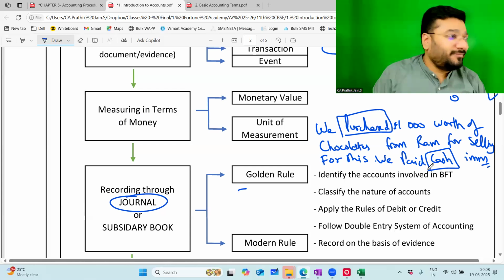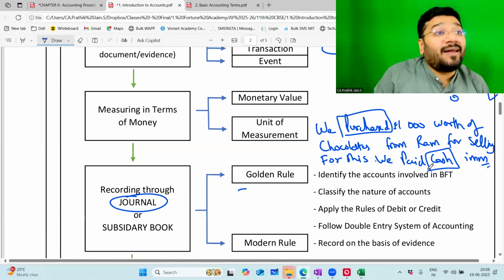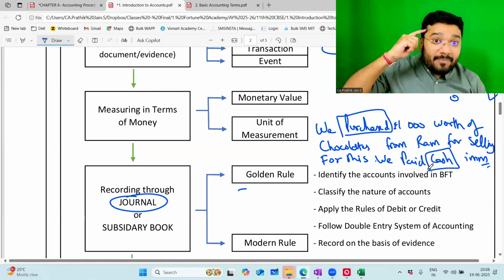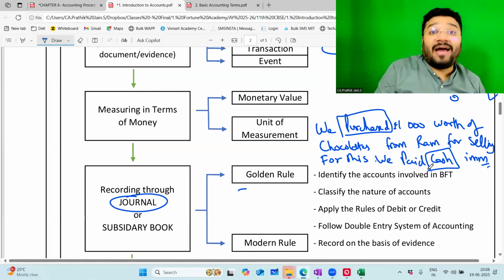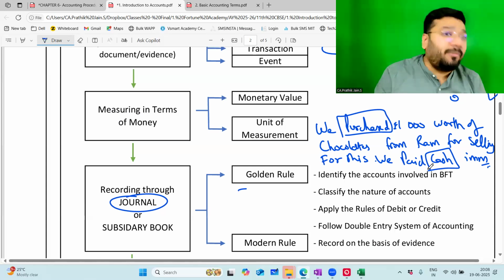When do you remember God? When you're in trouble. You should remember Ram here only if you did not make the payment now, because Ram is my creditor. Who's the creditor? Liability. If I have to make the payment to Ram in future, I have to record his name in my books of accounts, because after 1 month I have to make the payment to him.